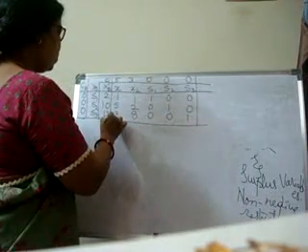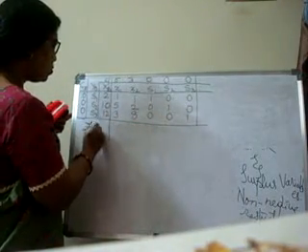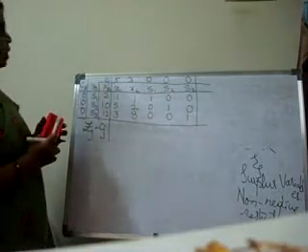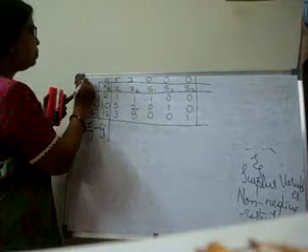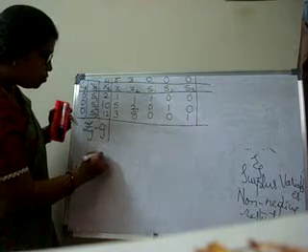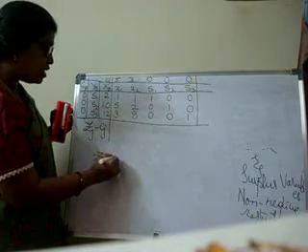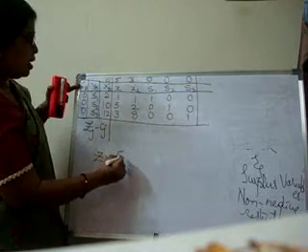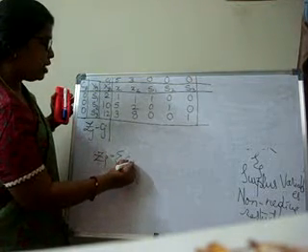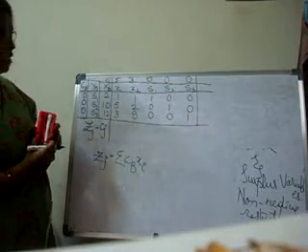Now, we have to find out Zj minus Cj. Now tell me, what is Zj here? There is no Zj in this table. We have to find Zj as the summation of Cb into Xi. Now what does that mean?